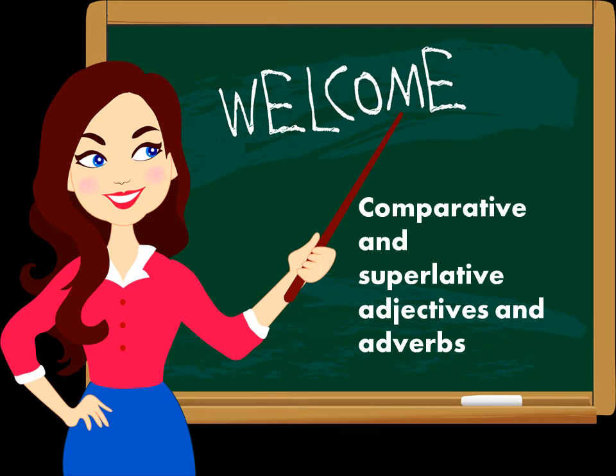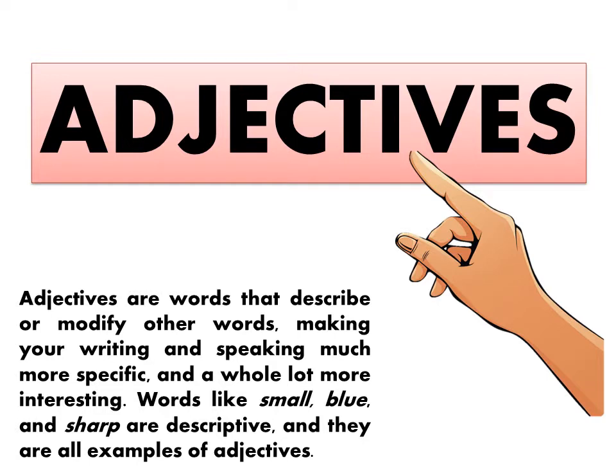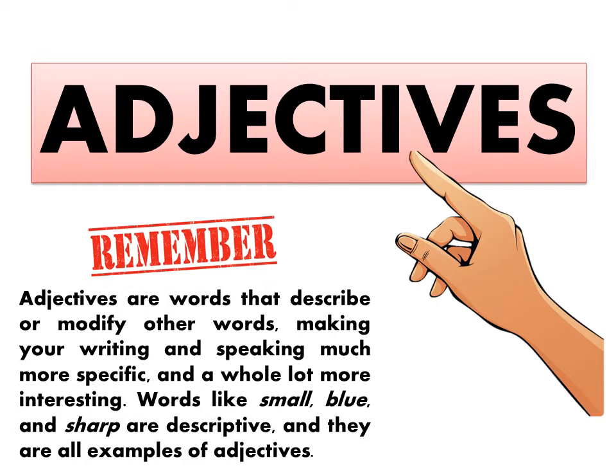In this video, as you can see, we're talking about comparative and superlative adjectives and adverbs. So first, adjectives. Remember, adjectives are words that describe or modify other words, making your writing and speaking much more specific and a whole lot more interesting. Words like small, blue, and sharp are descriptive, and they are all examples of adjectives.